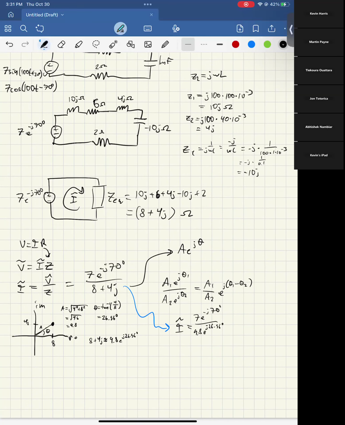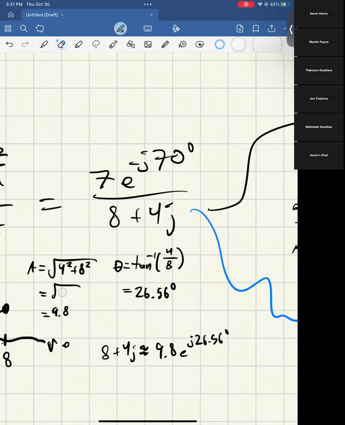Wait, I might have done the math wrong here. Inverse tan of 4 over 8, and then, did I do that? What's 8 squared? I think I did 8 squared plus 4 squared wrong. Oh, I so did. It's not 96, it's 80. Oopsies. So the square root of 80 is 8.94. I made that mistake, but we're fine.